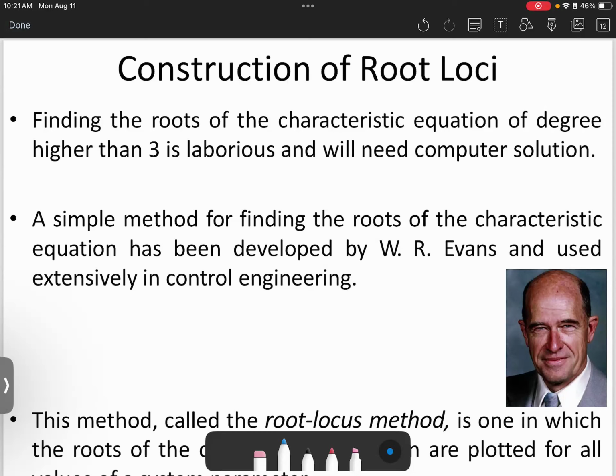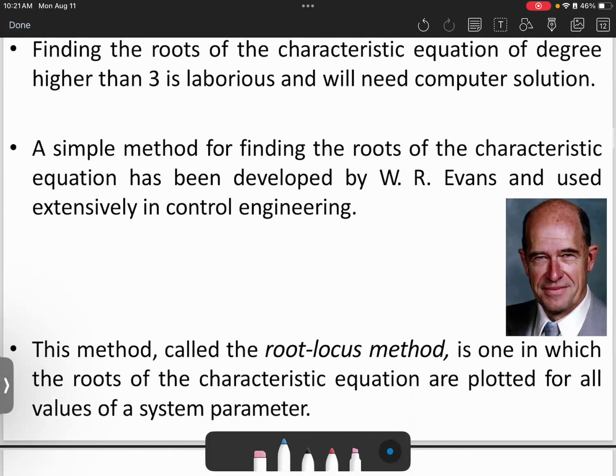A simple method for finding the roots of the characteristic equation, called the root locus method, was developed by Evans, and we use it a lot in control engineering. Evans has that method that helps us do the root locus. In this method, the roots of the characteristic equation are plotted for all values of the system parameter as we change k from 0 to infinity.